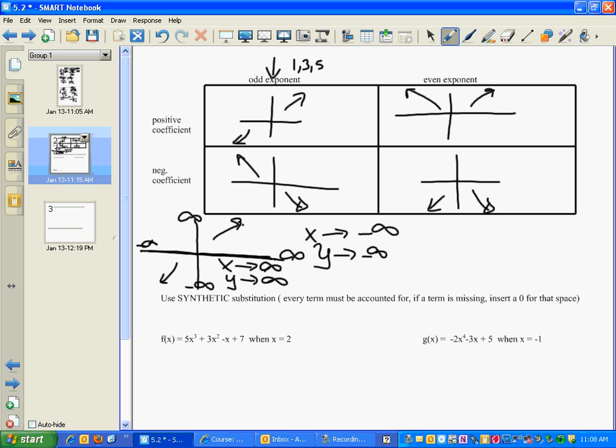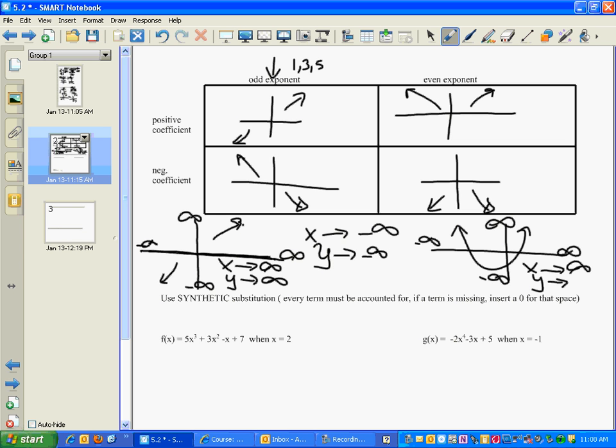Okay? What about if my tail does this? So positive infinity, negative, and negative. As x goes to positive infinity, what does my y go to?